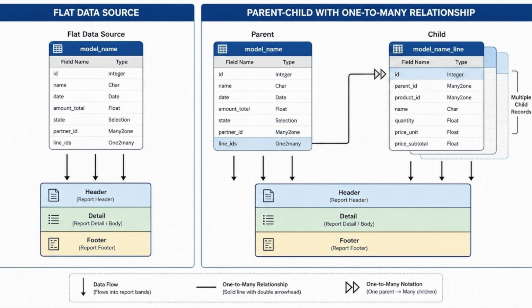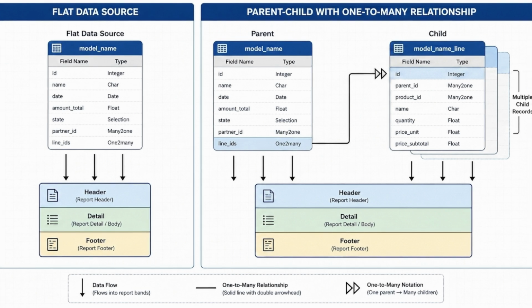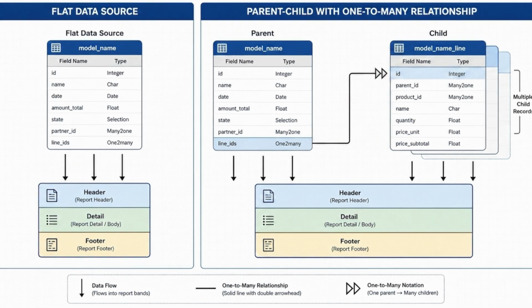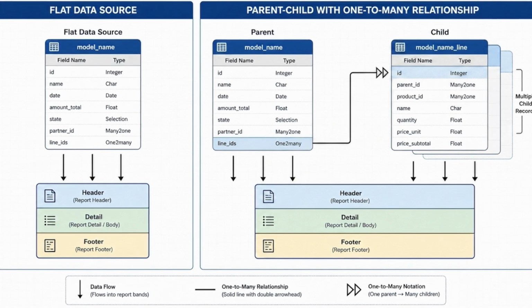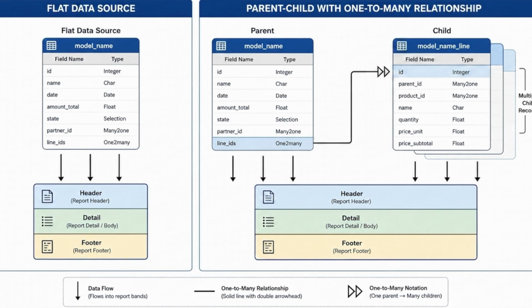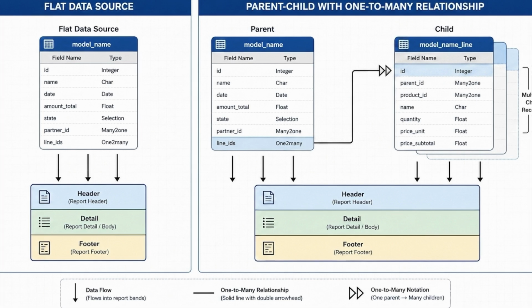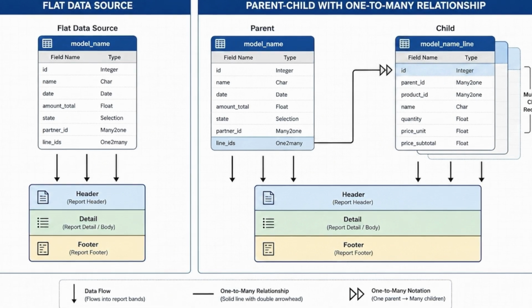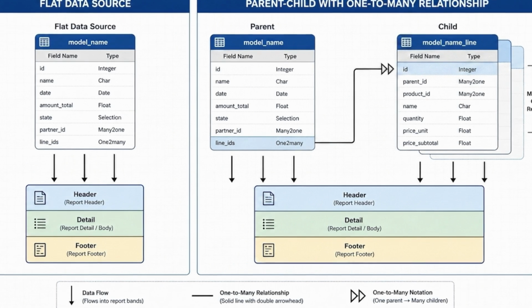The ORM data source is how your report talks to an Odoo model. There are two types, flat and parent-child. A flat data source draws from a single model, every field on that model, and its related models using Odoo's dot notation is available to your report bands without extra setup. A parent-child data source joins two related models via a one-to-many relationship on the parent, so fields from both levels can appear in the same report.